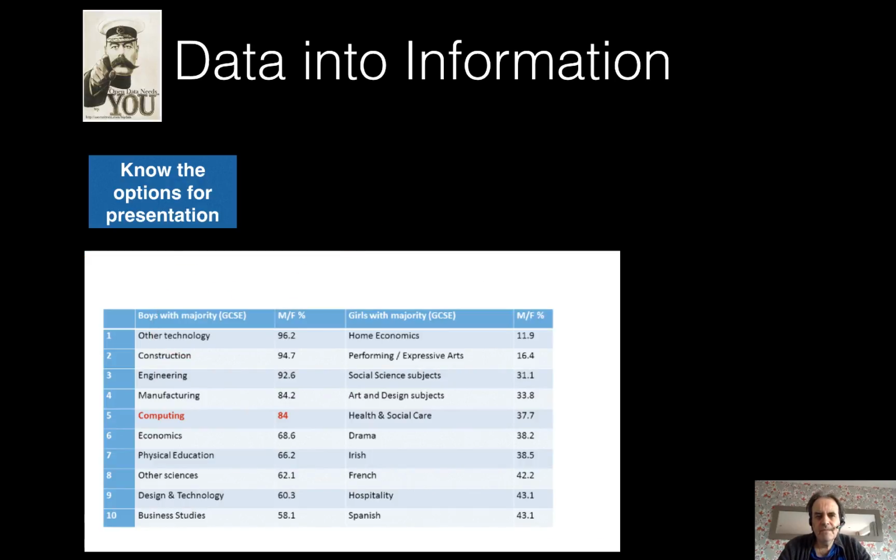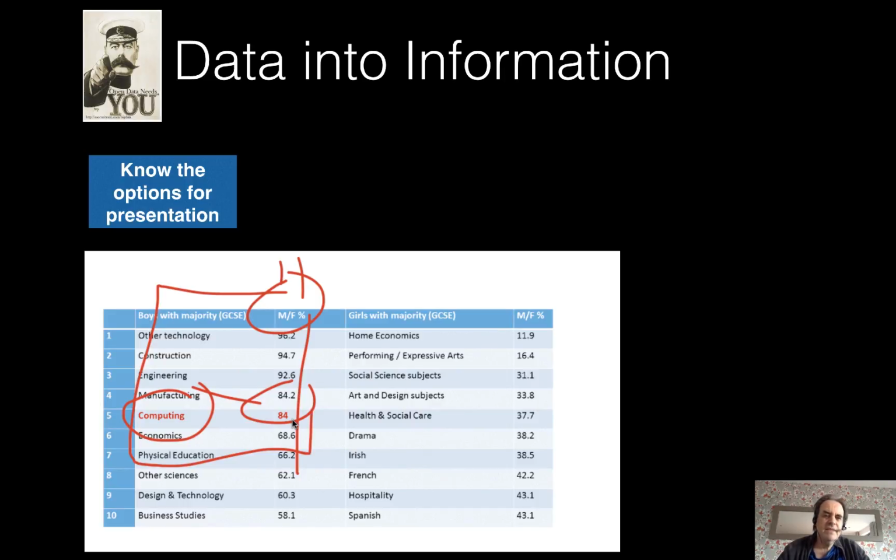Okay, so here's a basic example. So in this case we have the male versus female percentage for GCSEs in England. You can see here our computing is 84% between male and female percentage. So it might be a little bit difficult to actually see that from the table and the significance, because we're also showing here the subjects which are more focused on female pupils.